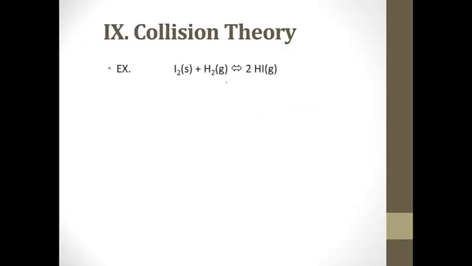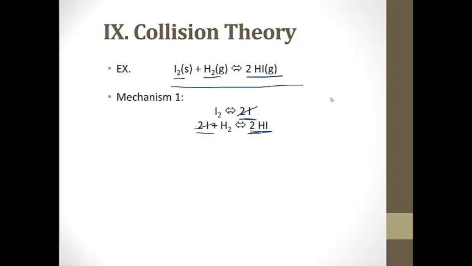For example, this reaction right here, iodine plus hydrogen gives you hydrogen iodide gas. Now it's proposed that it could occur by one of two mechanisms. The first mechanism says that iodine breaks up into iodine atoms, then two iodine atoms react with hydrogen and give you hydrogen iodide. Just like what we did with the Hess's law problems, you can cross out things that occur on the left side and the right side. Then if you add them up, you end up with that as your net reaction.